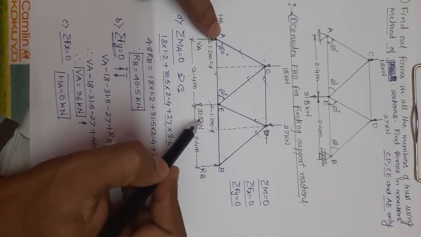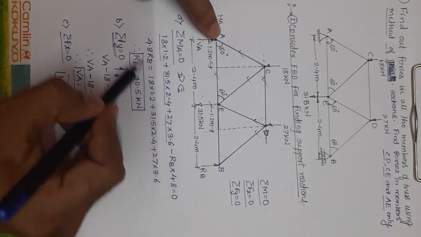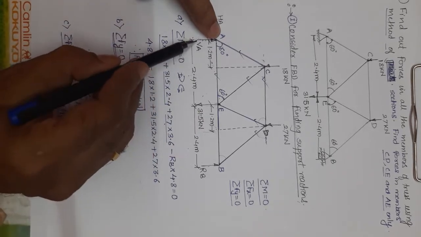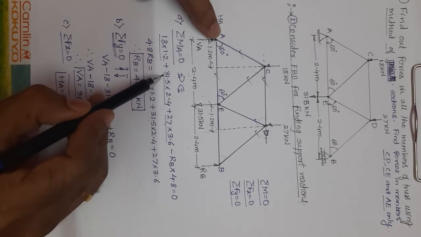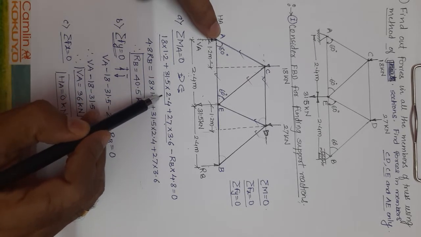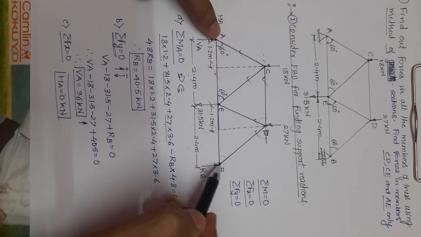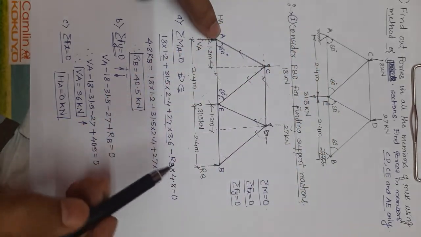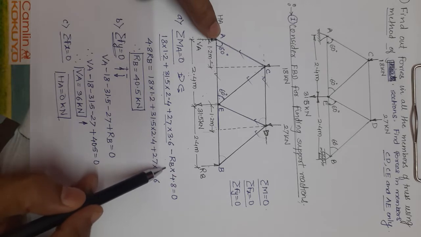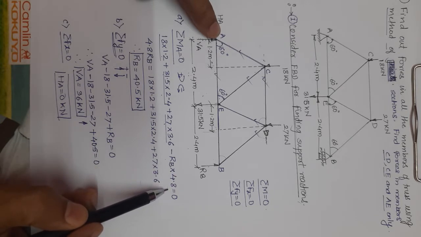Before that, 31.5 is also there. So this also is a clockwise movement. So it is 31.5 multiplied by 2.4. And finally RB into 4.8. Now this is an anti-clockwise movement, so hence it is negative. So minus RB into 4.8.